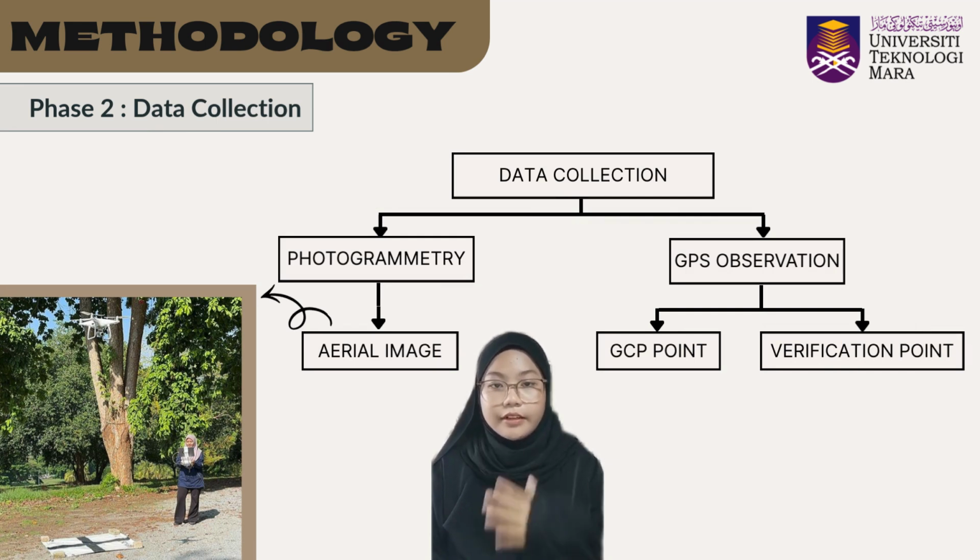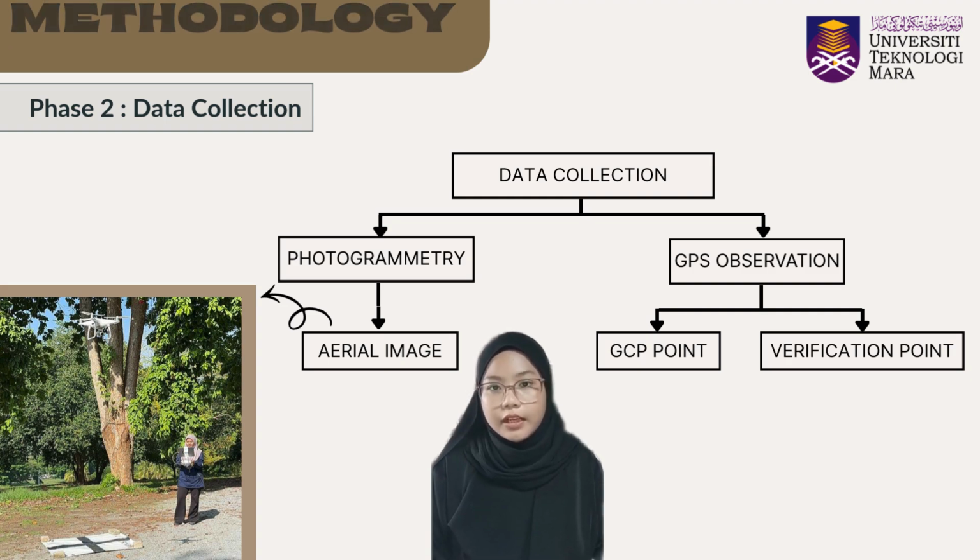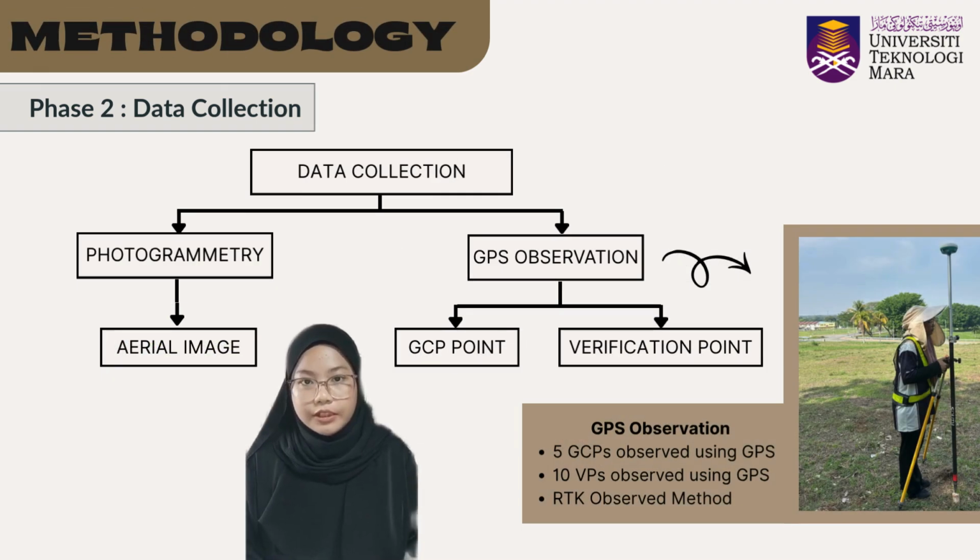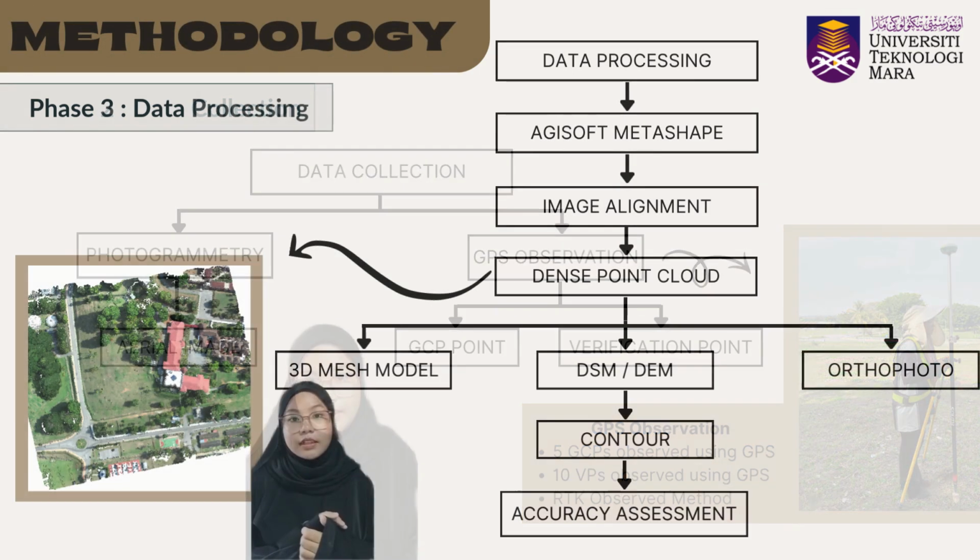For my research, I have collected two types of data, which are photogrammetry data and GPS observation. For photogrammetry data, I have collected 19 aerial images that have been captured by the DJI Phantom 4. While for the GPS observation, I have collected 5 GCPs and 10 BPs points using RTK observation.